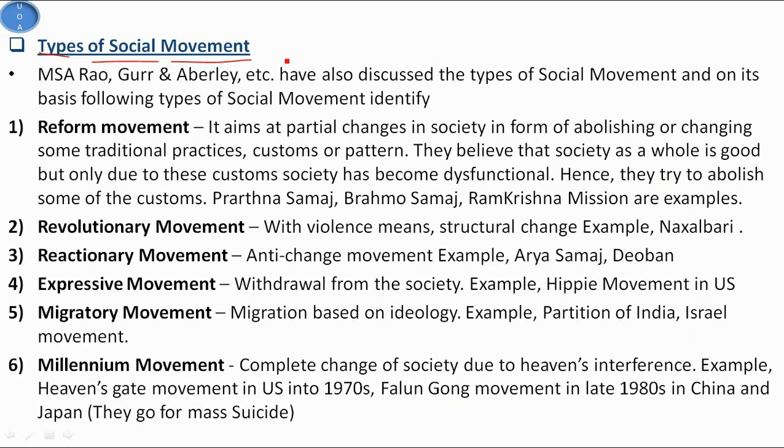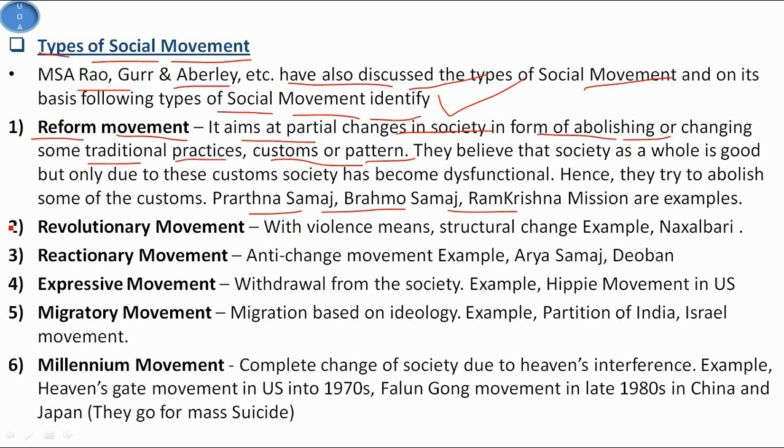Now we see different types of social movements. MSA Rao, Gore and Eberle, etc. have also discussed the types of social movements, and on this basis the following types of social movement can be identified. The first being reform movements, which aim at partial change in society in the form of abolishing or changing some traditional practices, customs or patterns. For example, Prarthana Samaj, Brahmo Samaj and Ramakrishna Mission. Then there are revolutionary movements, in which structural change is brought about with violent means.